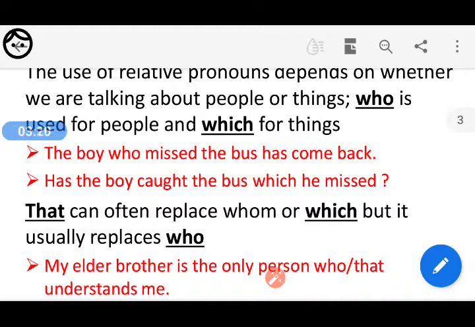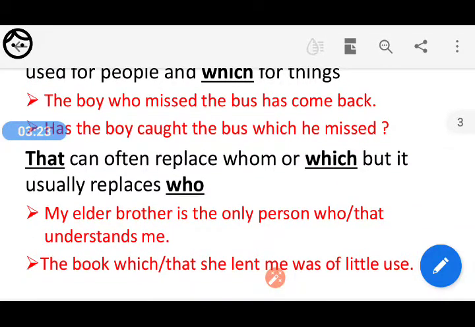You see over here, my elder brother is the only person who understands me. Now this can also be written like this: my elder brother is the only person that understands me. That can replace which, that can replace who, that can replace whom. Here in this example that is replacing who. It is also correct to say my elder brother is the only person that understands me.